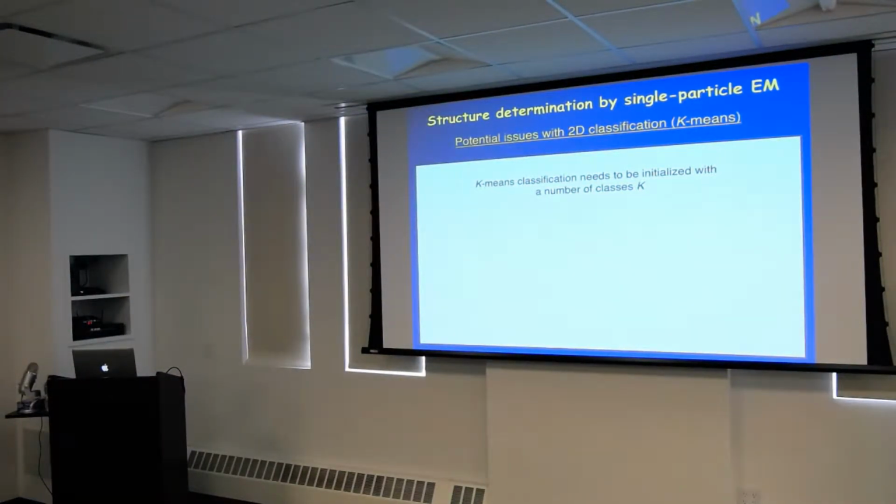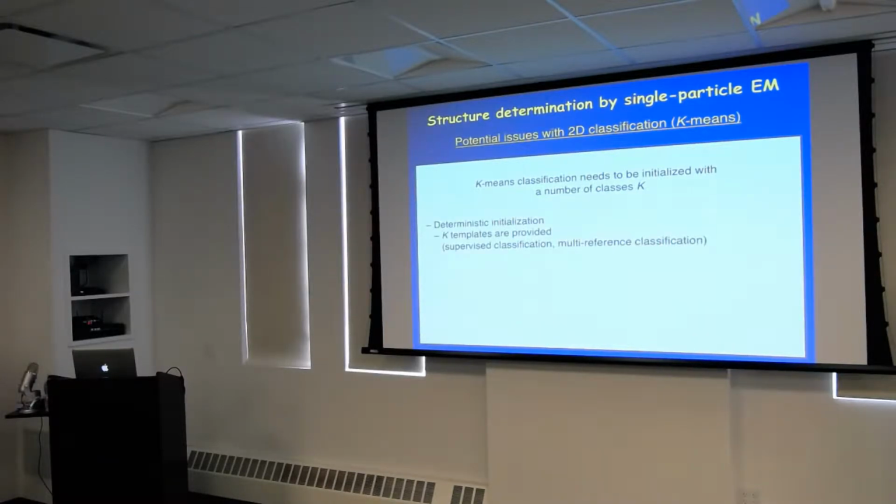For classification of particles, a typical method that we use these days is called k-means classification. That's a very nice mechanism to classify your particles, but there are also shortcomings of these algorithms. With k-means classification, you always have to initialize the classification by giving a number of classes. And there are two ways that you can do this.